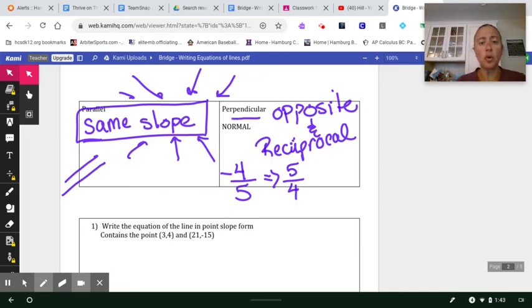Now you notice I have the word normal here. Okay, I would highlight that for yourself. Most of the time, they're not going to say perpendicular. They're going to use the word normal. Normal means perpendicular. For some reason, our New York State curriculum doesn't use it, but every other curriculum does.